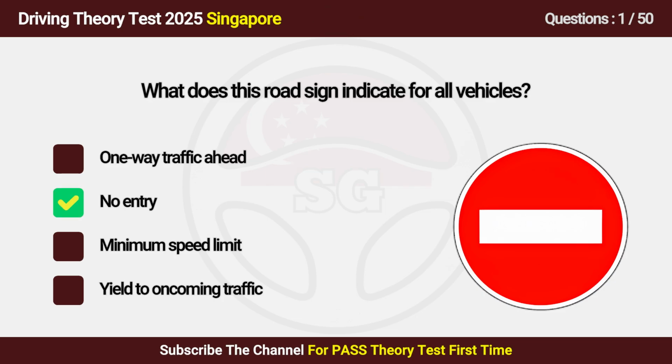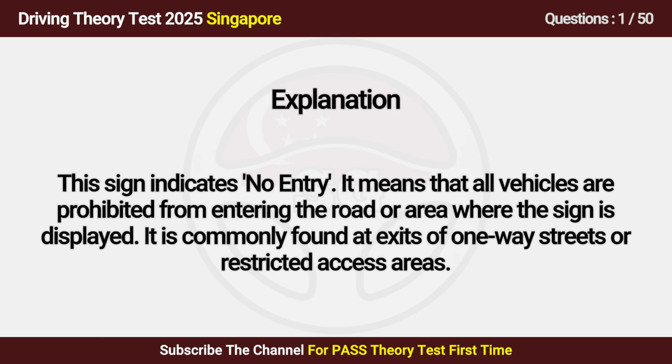Answer is B. No entry. This sign indicates no entry. It means that all vehicles are prohibited from entering the road or area where the sign is displayed. It is commonly found at exits of one-way streets or restricted access areas.